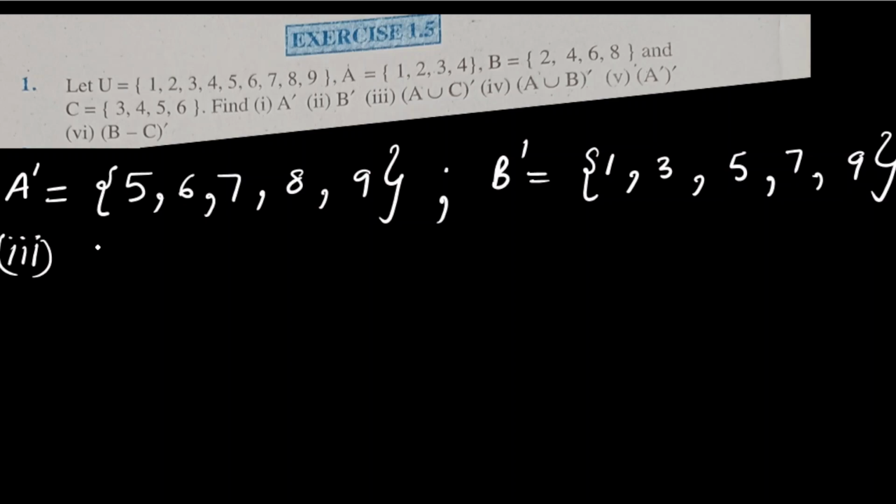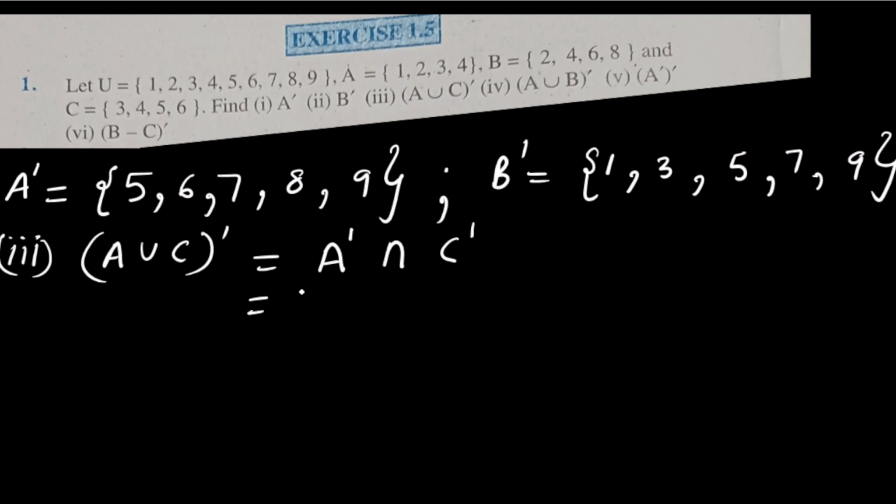In third part, we have to find A union C whole complement. There are two ways to do this question. First of all, we can find A union C and then write its complement. Or the other way is that we can apply De Morgan's law. So A union C whole complement can be written as A complement intersection C complement. Here union will be changed to intersection and C will be changed to C complement. Now we can write their values.